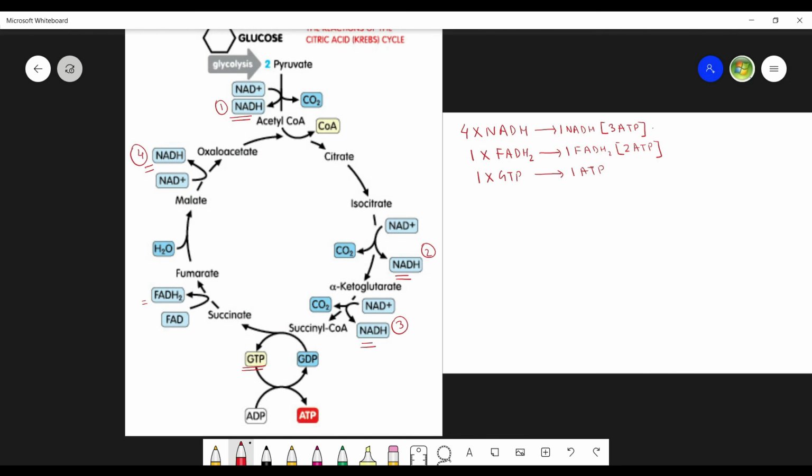So it will be 4 into 3, that means 12 ATPs. This will give rise to 1 into 2, that means 2 ATPs. And finally, the last one will give rise to 1 ATP. So if you sum up all of them, it will give rise to 15 ATPs. So 15 ATPs are formed from one cycle. And for one molecule of glucose, this cycle runs twice. That means 15 into 2, it will be 30 ATPs.